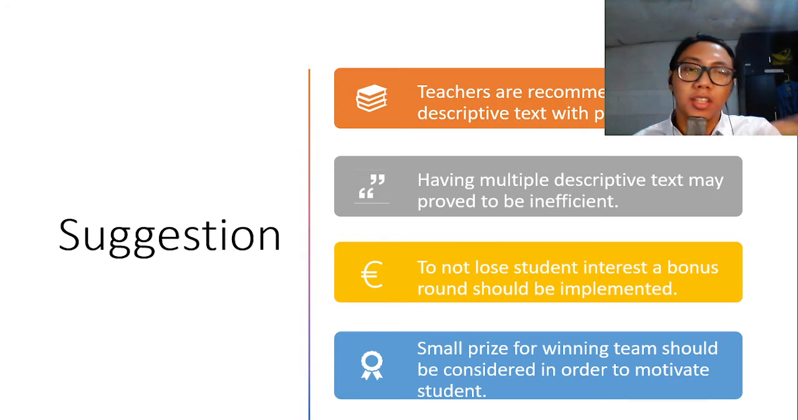The third is to not lose student interest, or to give them hope when they are already down and don't have hope of winning, by creating a bonus round so they will keep their hopes up and hopefully it will motivate them to learn more. Last is a small prize for the winning team. Of course, competitiveness cannot be achieved if there isn't any prize. A small prize is enough, like a complimentary prize.